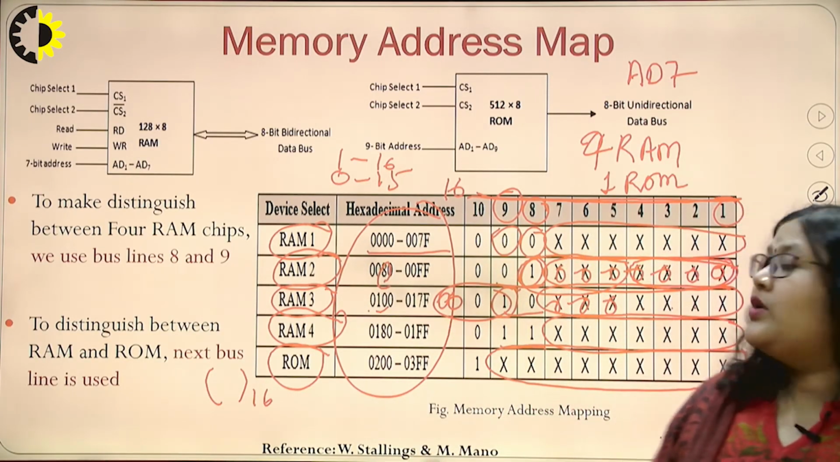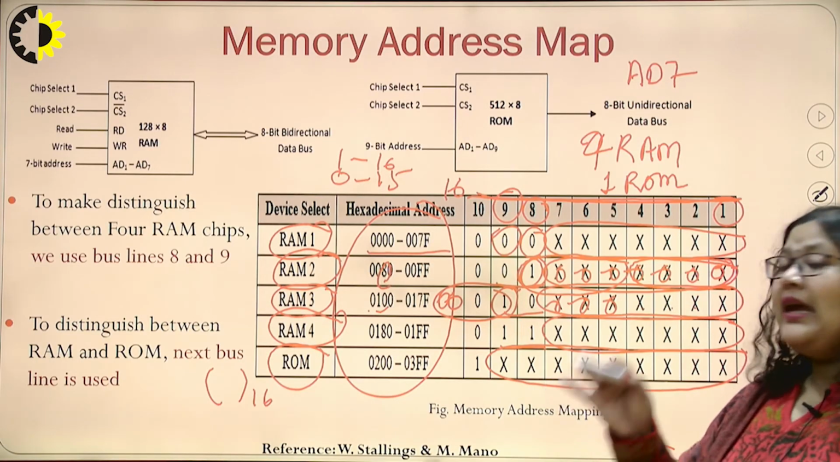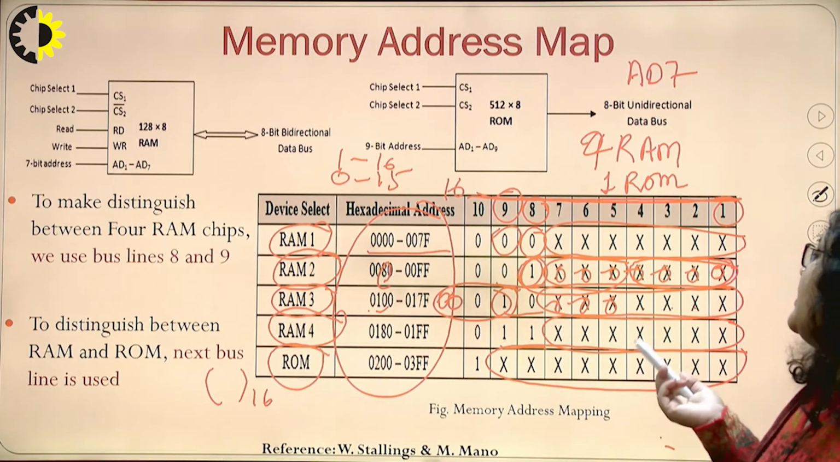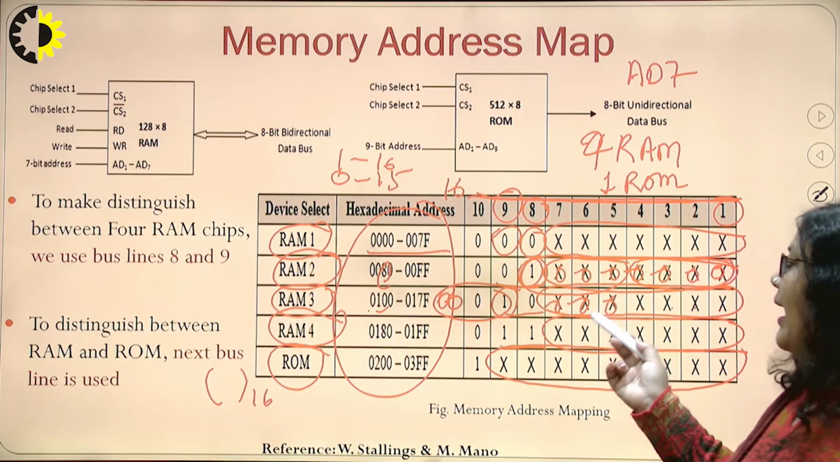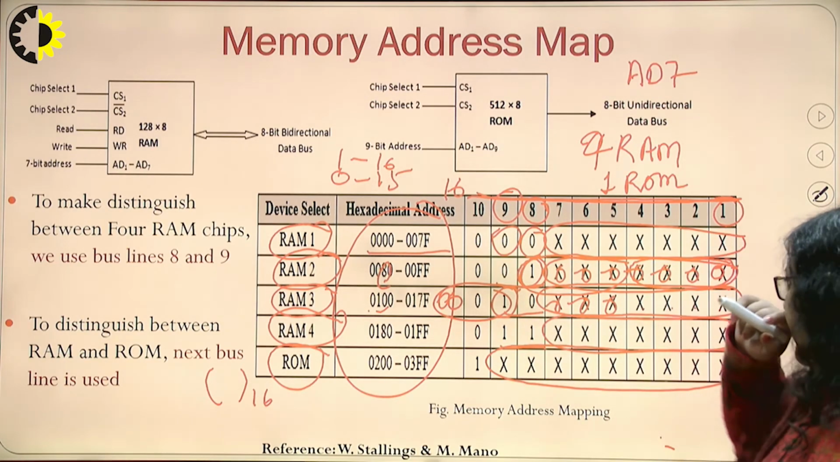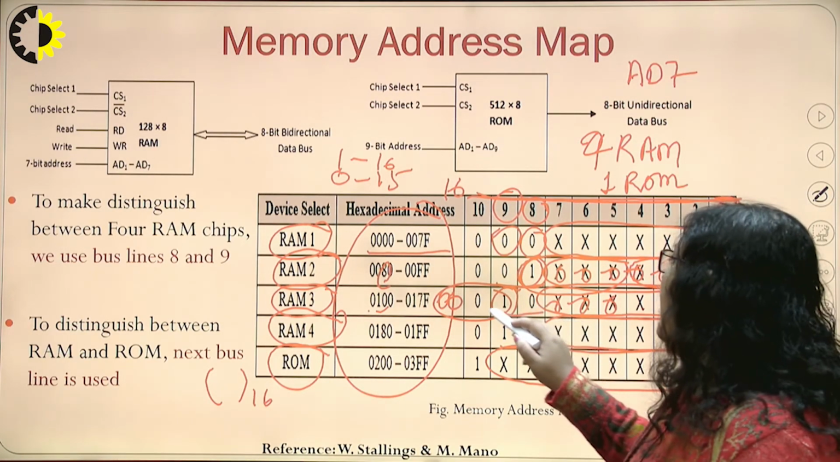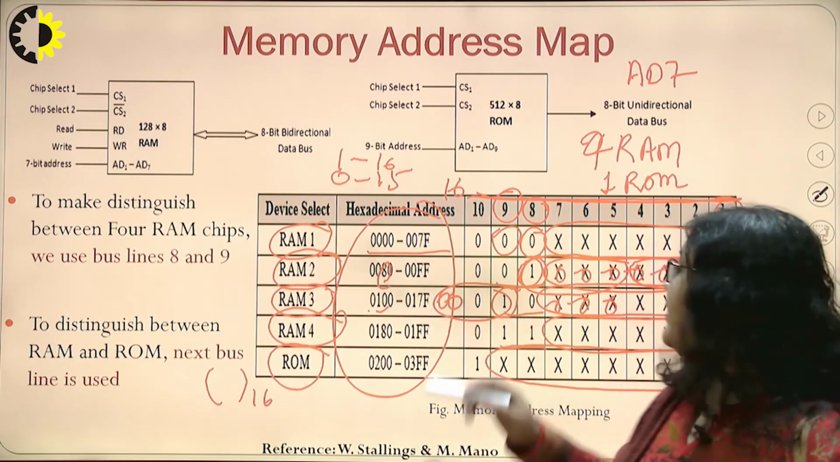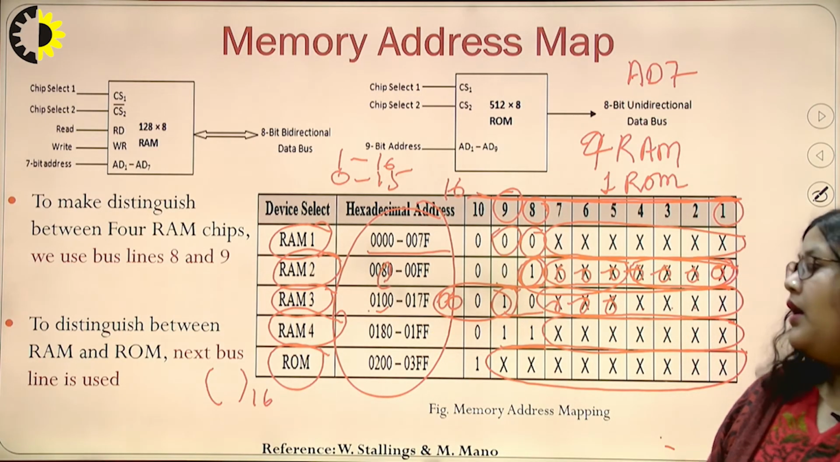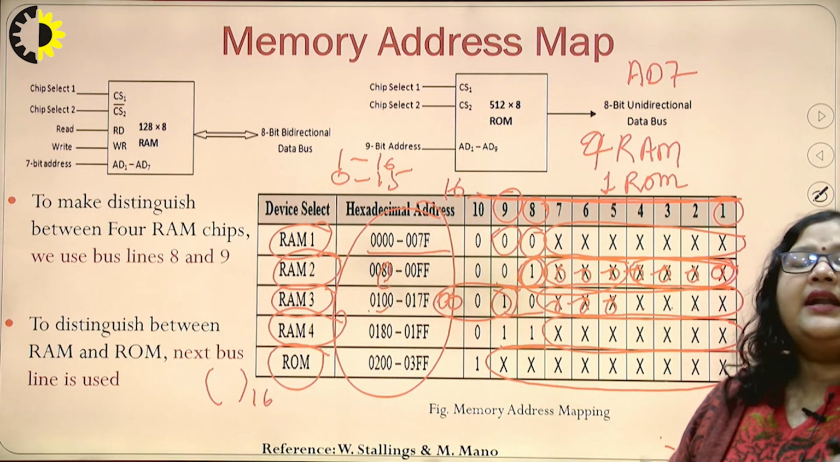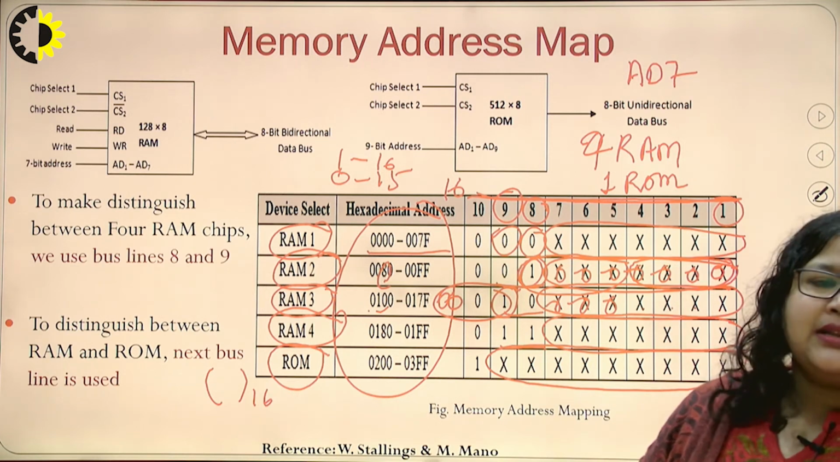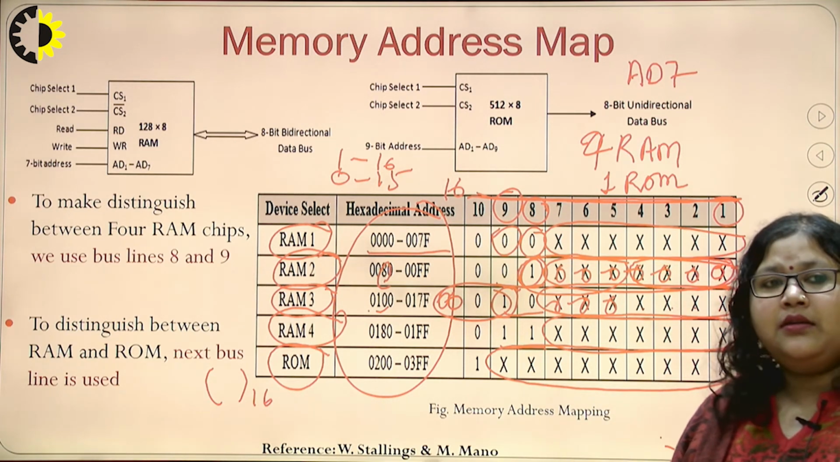So it starts with 0, 1, 0, 0, and ends with 0, 1, 7, F. Because in this case these are all high, but this is 0 and these are all 0. So it is basically 0, 1, 7, F. This is a very important thing: how many RAMs there are, and how we have to select the RAM.